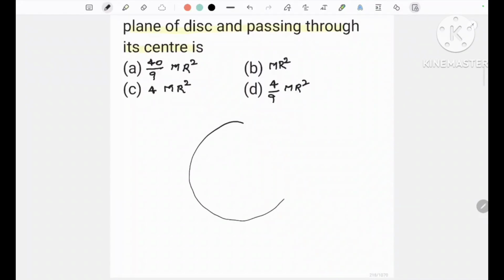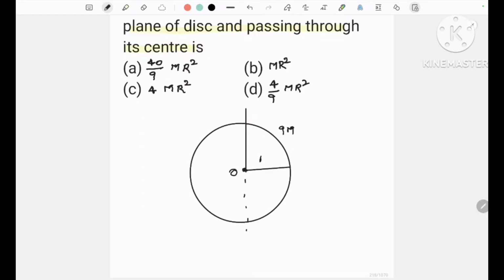A disc, with an axis passing through its center and perpendicular to the disc. The disc's mass is 9m and radius is r. So I_O will be equal to M r square by 2, where M is 9m, so 9m r square by 2.